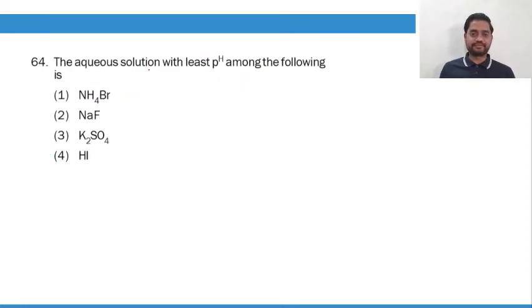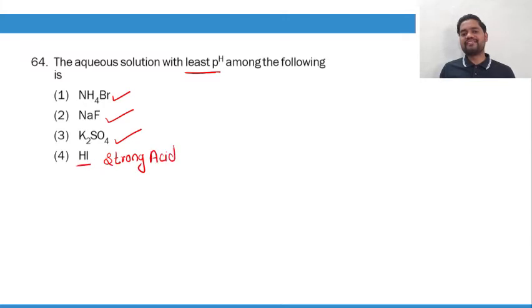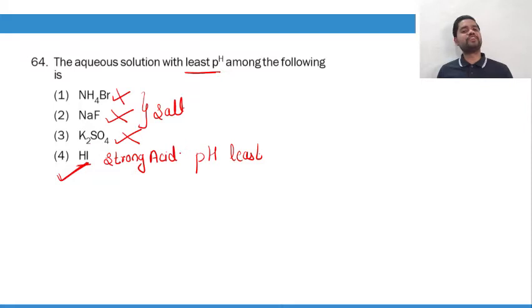Got it? Next. The aqueous solution with least pH among the following, that means highest acidity. NH4Br is a salt, NaF is a salt, K2SO4 is a salt, whereas HI is a strong acid. And since it is a strong acid, its pH will be least. Whereas the rest all are salts, so these should not be the right answer. The right answer should be option number 4. So 64, I'll go with option number 4.